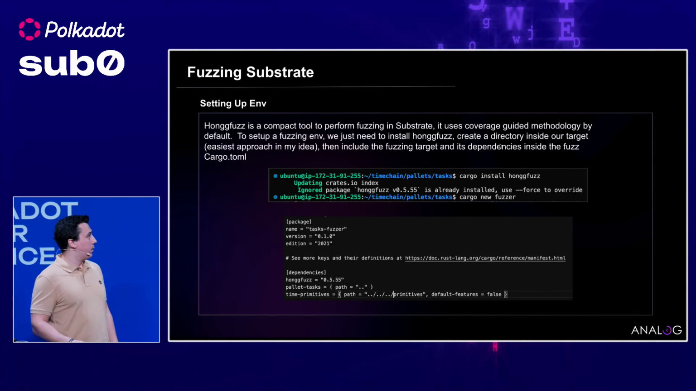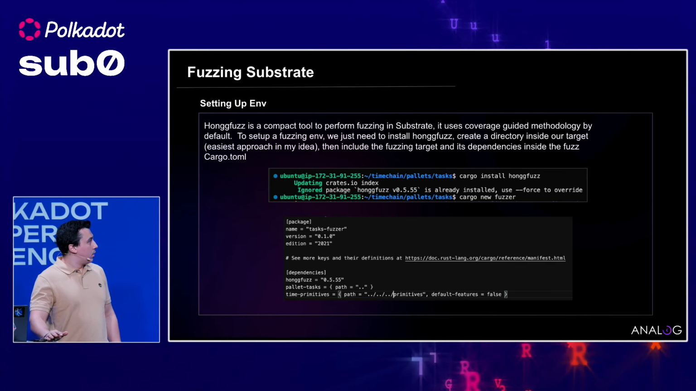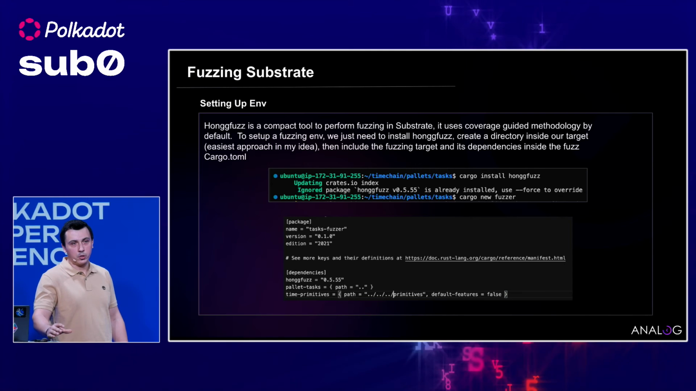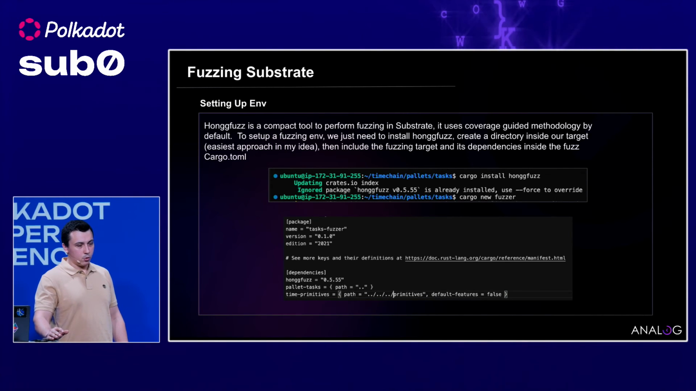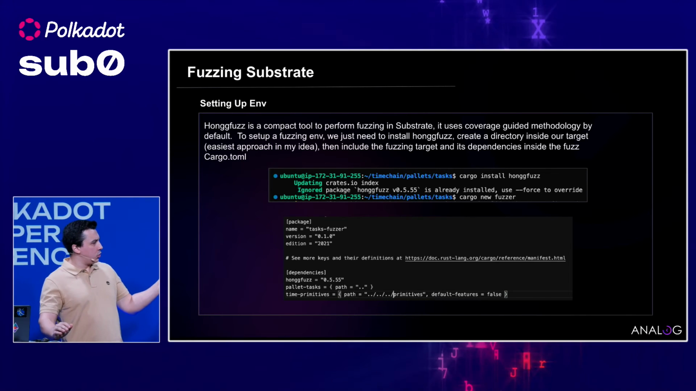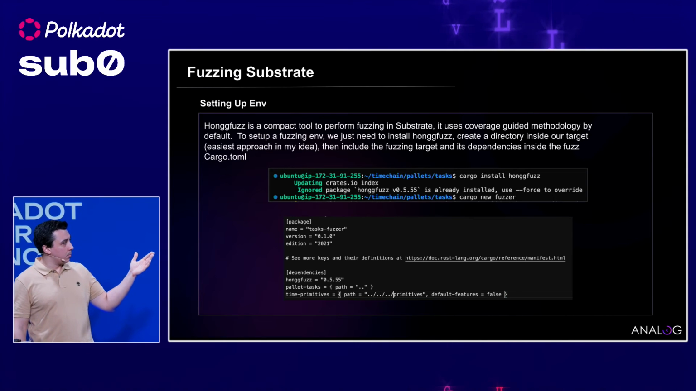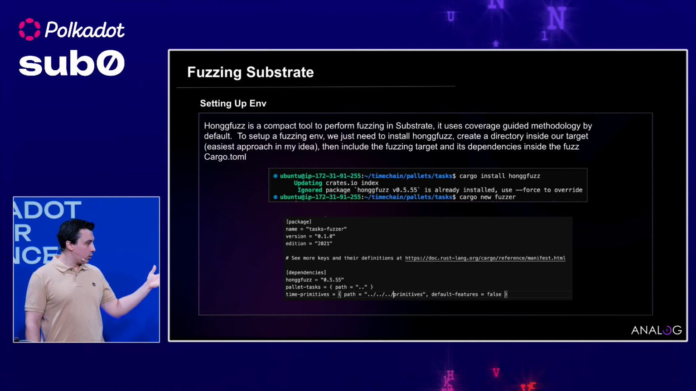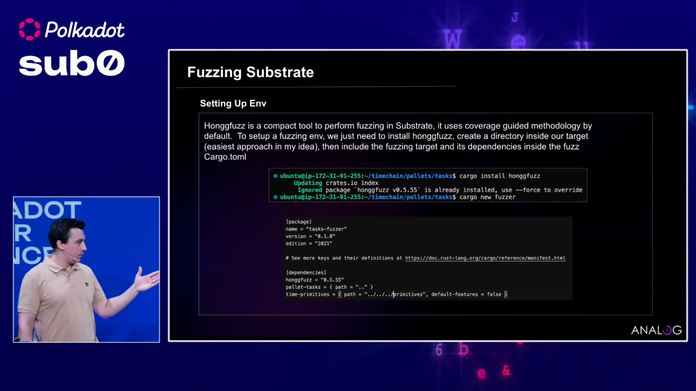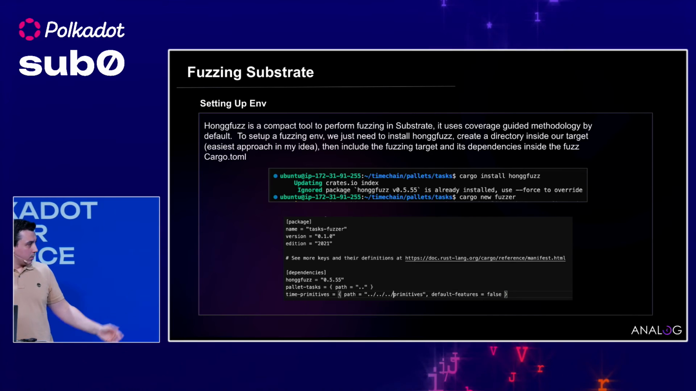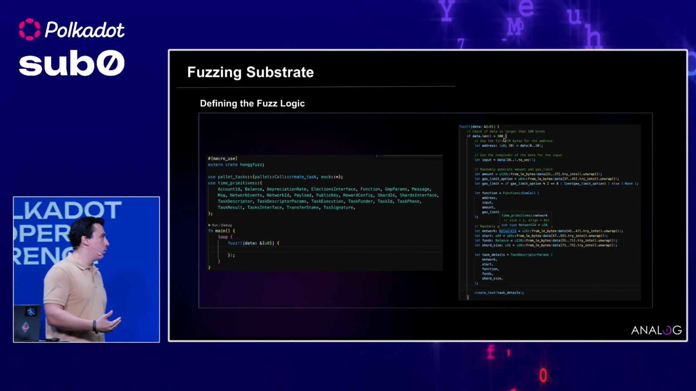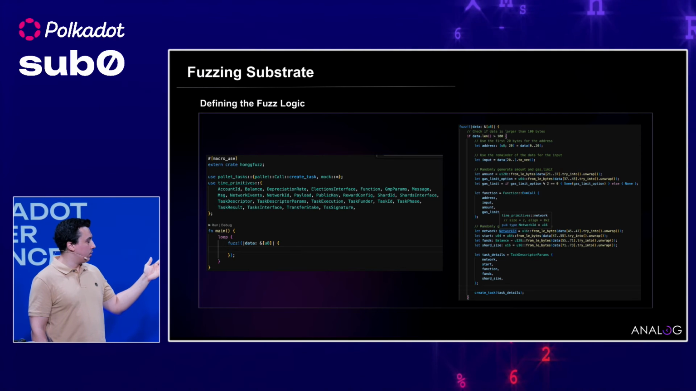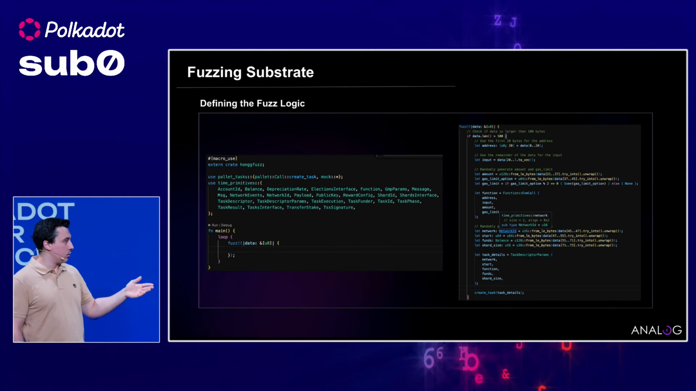And if we are going to fuzz Substrate in a practical way, to set up the environment, we can use Honggfuzz. It's a compact tool to perform coverage-guided fuzzing in Substrate. We can just install it with cargo install, then make a directory inside the pallet or the crate that we are going to fuzz. Then we just need to include the crate and its dependencies in our fuzzer's Cargo.toml. Then we need to include the libraries inside the fuzzing logic, and then write the fuzzing logic.